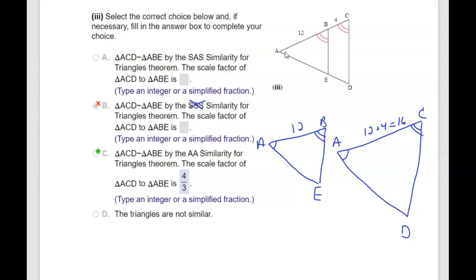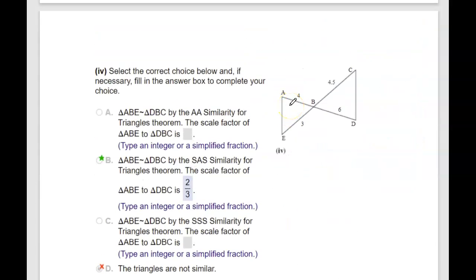So again, not side angle side, but angle. And we look at 12 and 16, and the reason why I'm putting 16 on top is because it wants to use the ACD triangle first, and then the ABE triangle second, and that's going to simplify down into a 4/3. So you have to pay attention to which triangle comes first. That's the triangle that's going to be on the top.